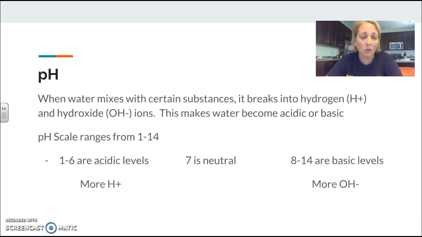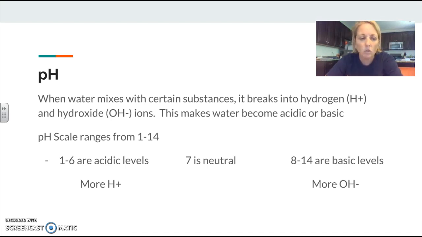What makes them acidic or basic? If you are acidic, you have more hydrogen ions attached to the water, and if you're basic, you have more hydroxide ions attached to the water, which can be a bad thing. Things that are acidic are like lemon juice, hydrochloric acid, those sort of things. Things that are basic would be something like the cleaning agent ammonia.